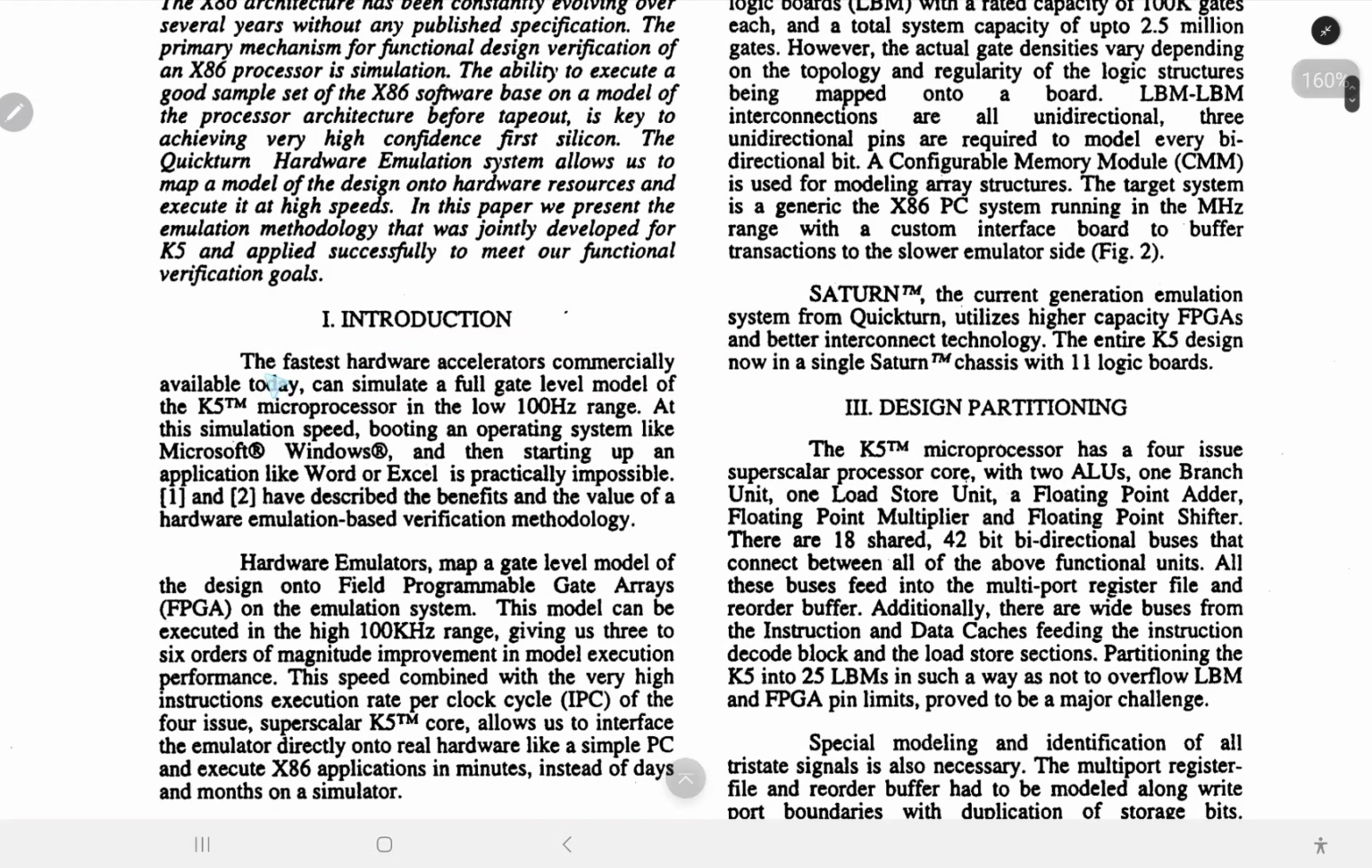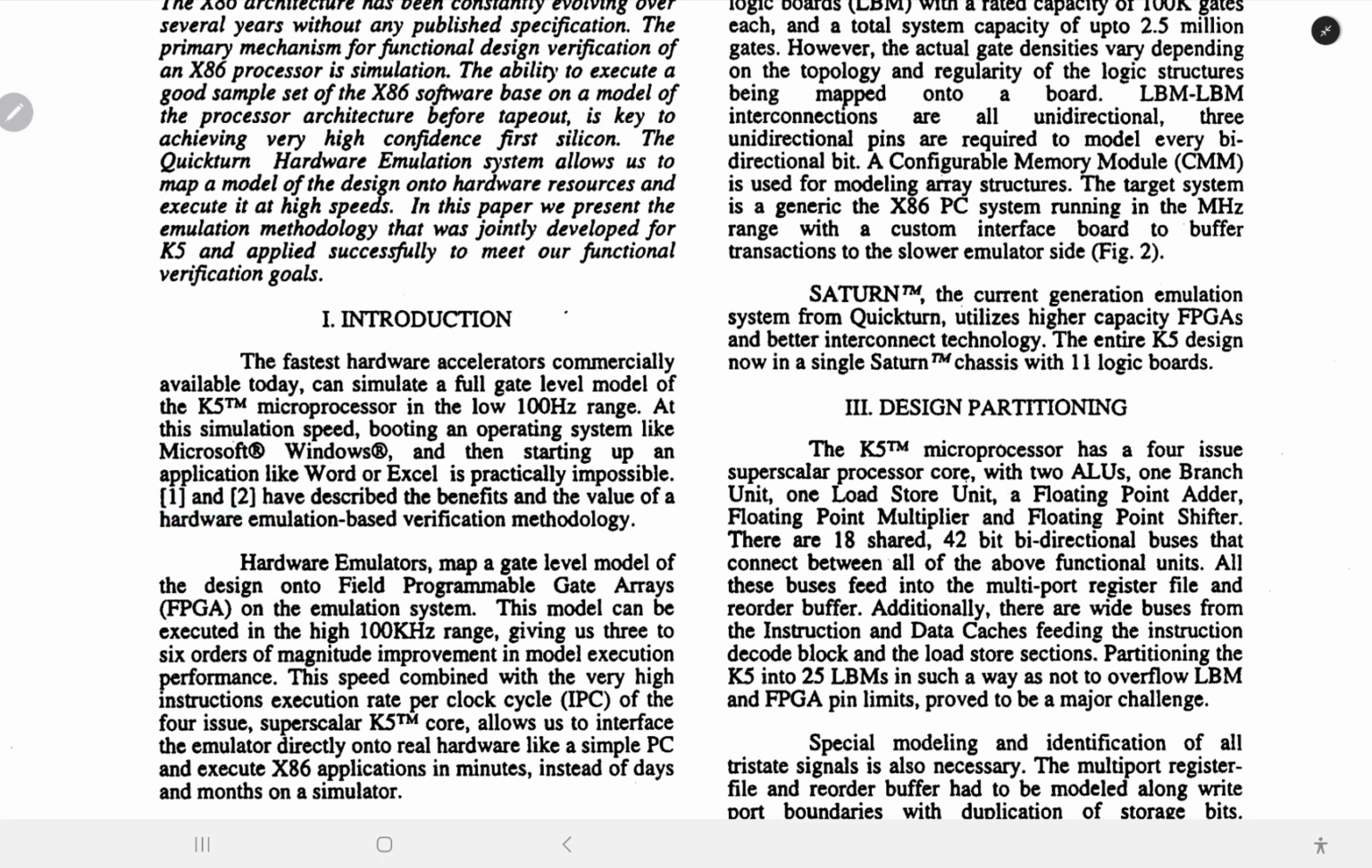1. Introduction. The fastest hardware accelerators commercially available today can simulate a full gate-level model of the K5 TM microprocessor in the low 100 Hz range. At this simulation speed, booting an operating system like Microsoft Windows and then starting an application like Word or Excel is practically impossible.